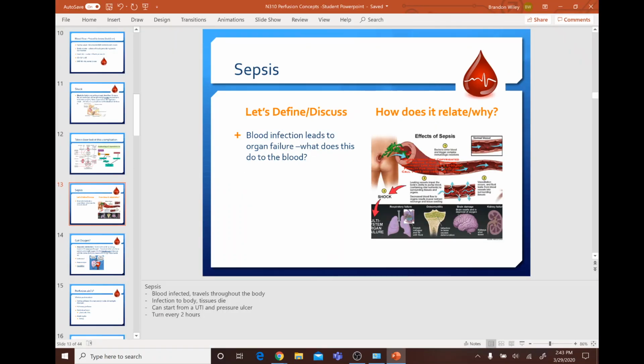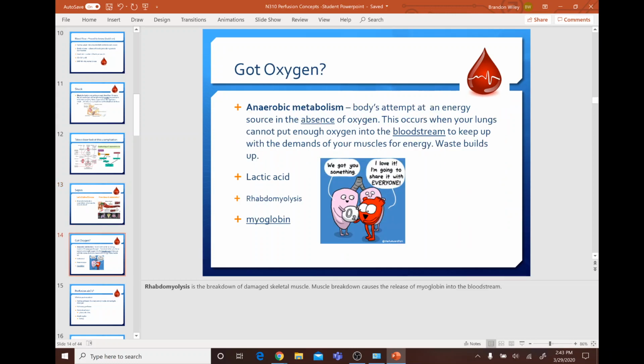So we know, again, just wrapping it up, sepsis is infected blood that travels throughout the body, and that infection causes tissues to die over time if you don't take care of it. So what do you think some things that could cause sepsis are? It's pretty crazy. It could be caused by UTIs and pressure ulcers. Some ways to prevent this are, how do you think? Like turning every 2 hours, stuff like that.